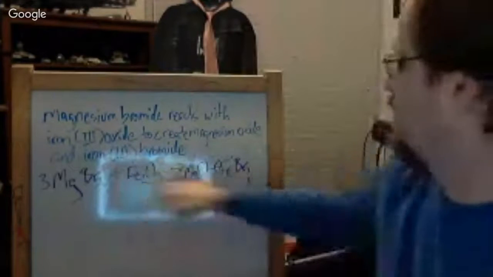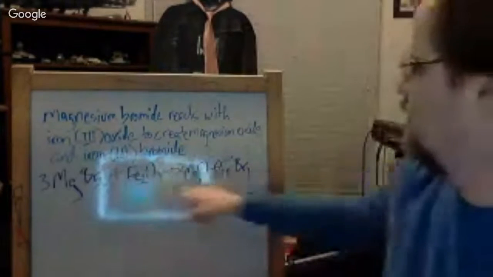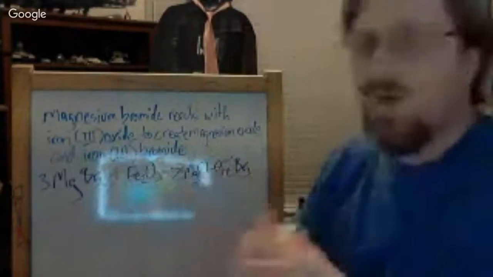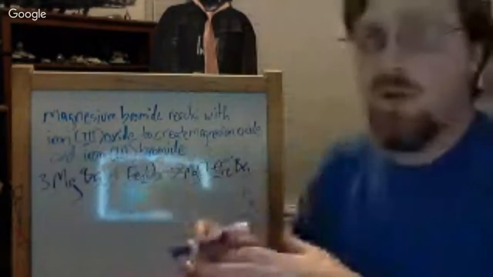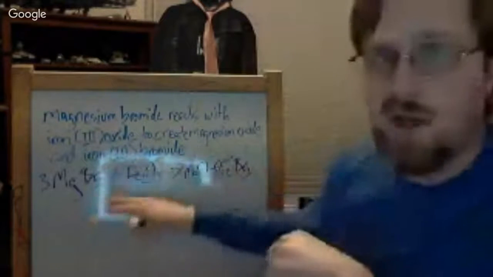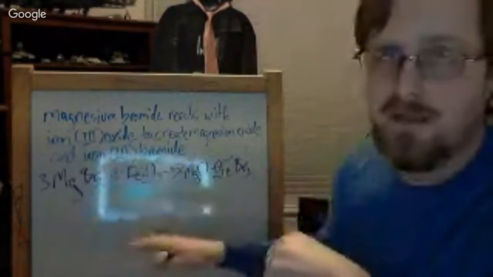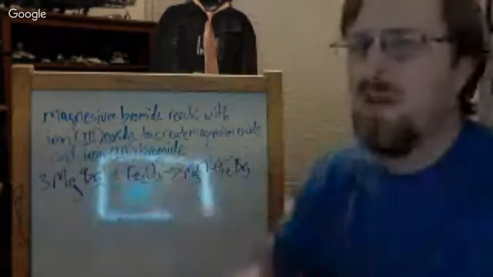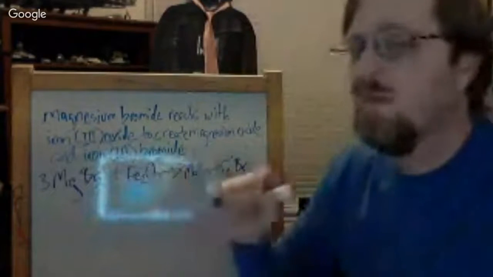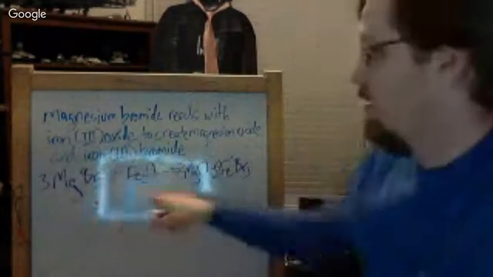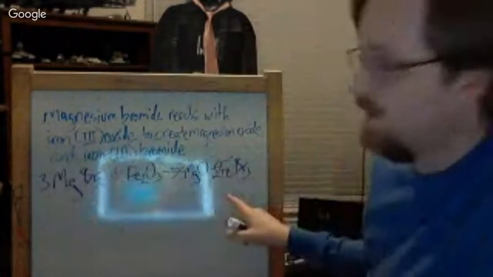So 2 irons, 3 oxygens, and we're good. If you are trying this on your own and you get to the balancing part and you find that you actually can't balance it, that's a red flag that says, wait a minute, maybe my formulas are not correct. Because if your formulas are incorrect, you are not going to be able to balance this, okay?